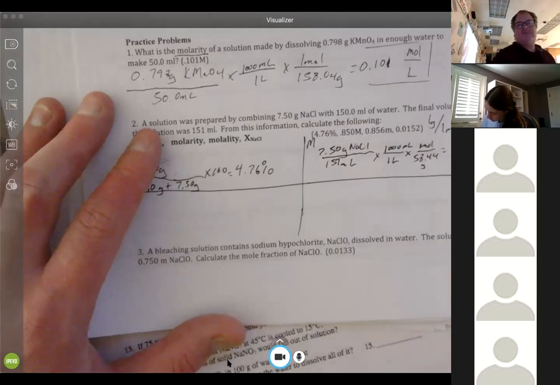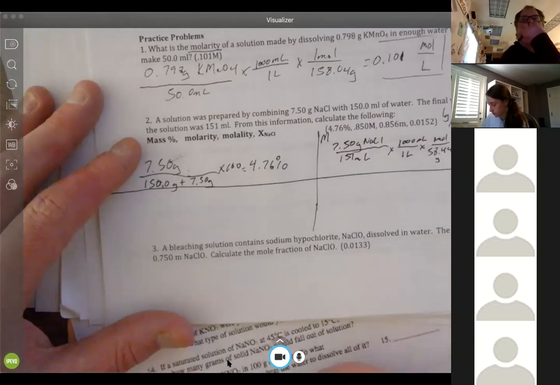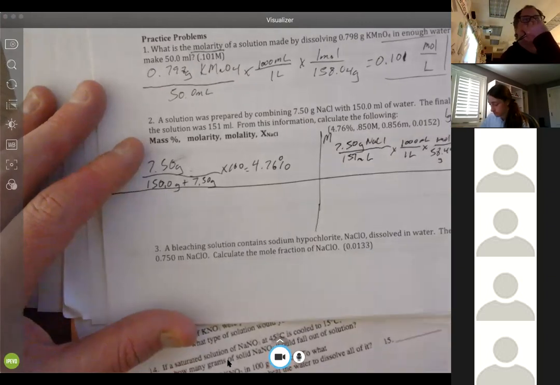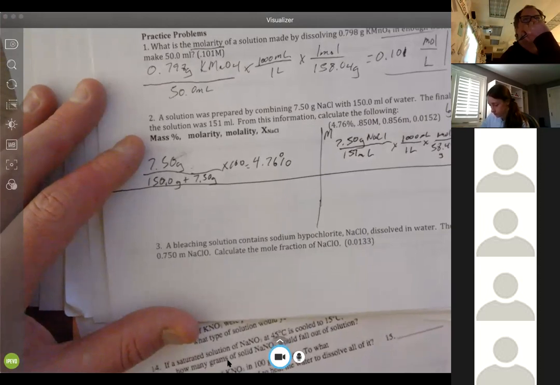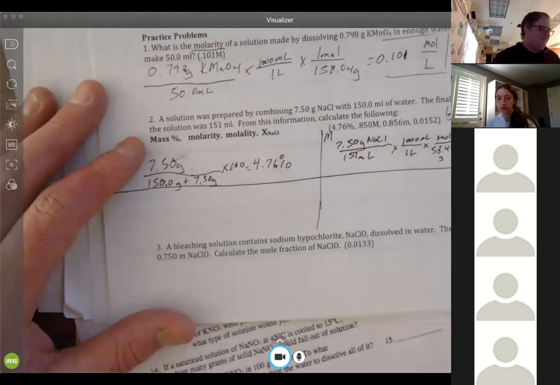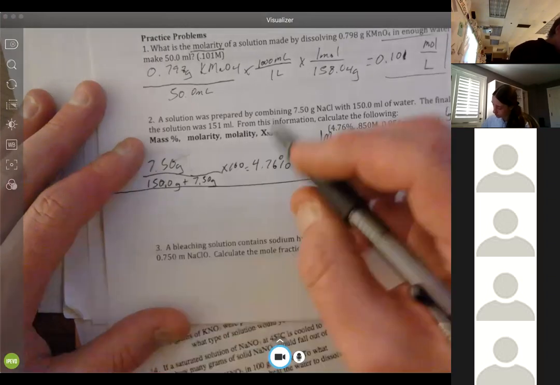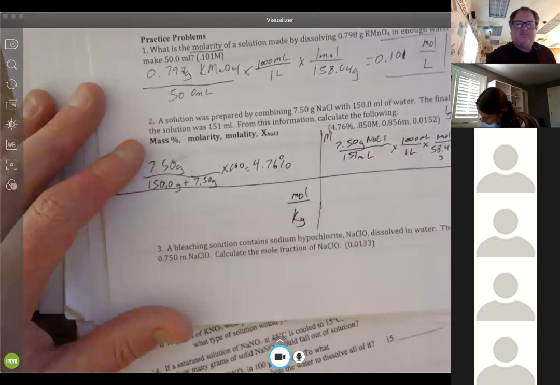All right, we're running out of things now. What's the next one we want to do? Nick, can you do molality? No? Gabe, how about you? Molality? Probably not. Well, what do you need for molality? You need moles and you need kilograms. So can you find the moles of the solute?